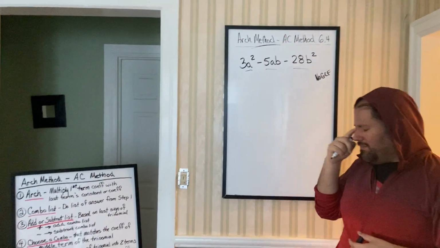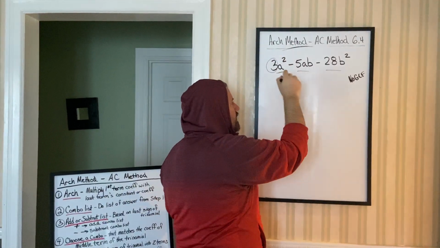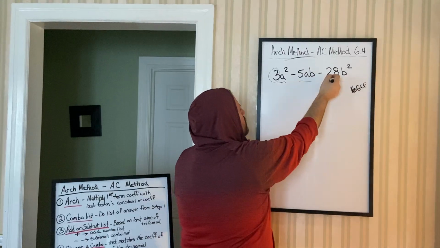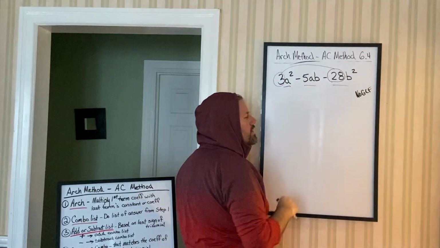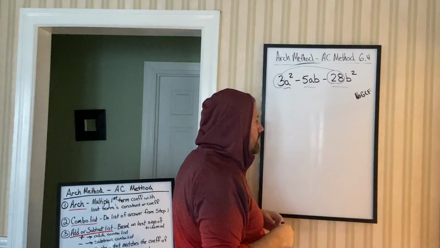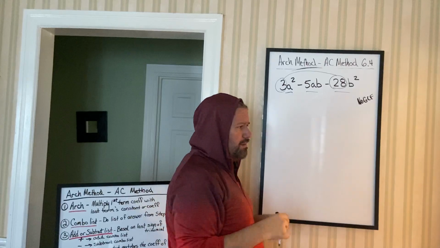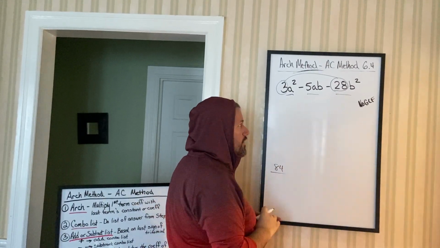Again, step 1, multiply. First term coefficient. Now notice this is not a constant, it's a coefficient. Let's multiply just the numbers, okay? Not the letters, just the numbers. So we're going to multiply 2 coefficients. Remember, 3 times 28, if you're ever stuck, put it in your calculator. Should come up to be 84.